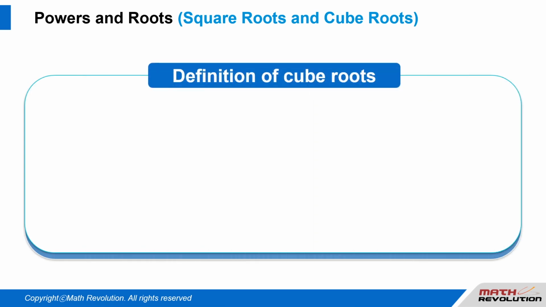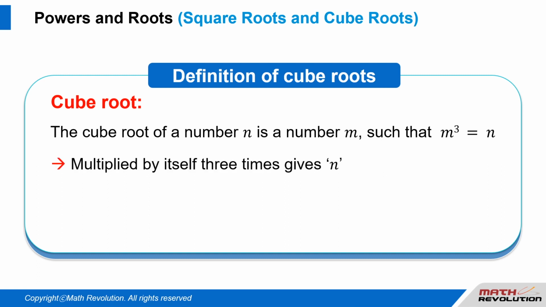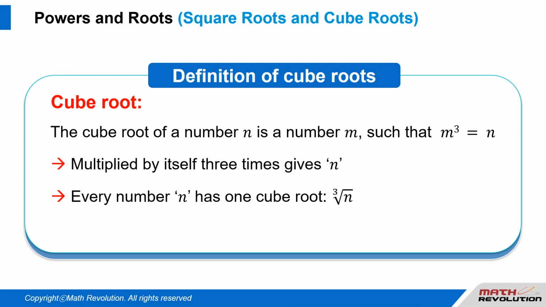Let us talk about the definition of cube roots. The cube root of a number, n, is a number, m, such that m cubed equals n. That is, the cube root of a number, n, is the number, m, which, when multiplied by itself 3 times, gives n. Every number, n, has one cube root. The cube root of n will take the same sign as that of n.